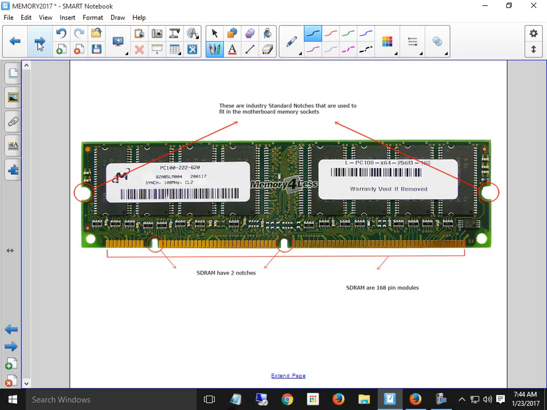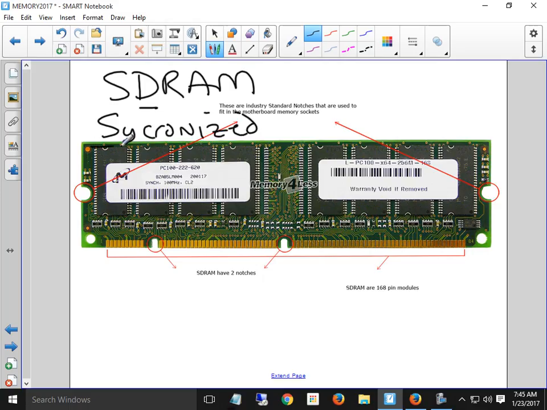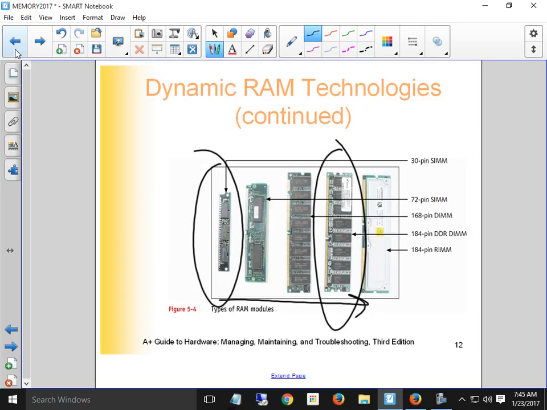SDRAM stood for, okay, it's SD. So what's the D for? Dynamic. So the S stood for, or stands for, synchronized. What's it synchronized with? The CPU, the motherboard. So current RAM is synchronized dynamic random access memory. And when we came out with that, the first one was this one right here. We had SDRAM, and everything we still have is SDRAM, once it came out.